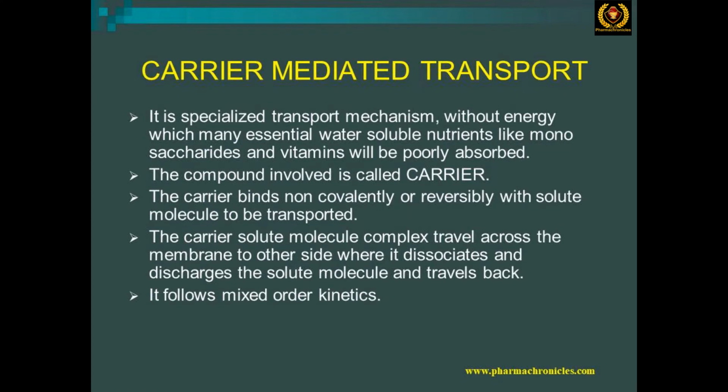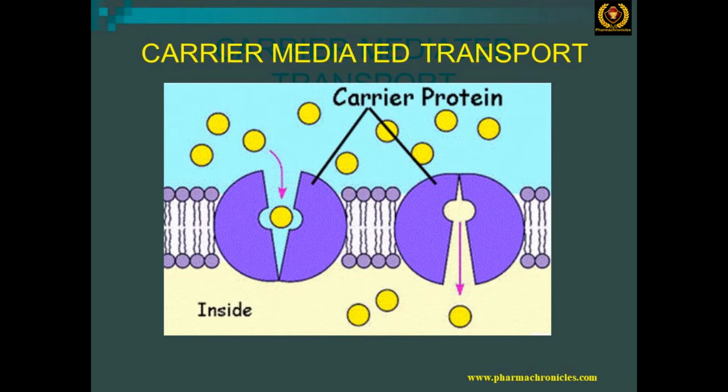The molecular weight of most drugs lies between 100 to 400 Daltons, which can be effectively absorbed passively. Carrier-mediated transport is a specialized transport mechanism in which many essential water-soluble nutrients like monosaccharides and vitamins, otherwise poorly absorbed, are transported. The compound involved is called a carrier. The carrier binds non-covalently or reversibly with the solute molecule to be transported. The carrier-solute complex travels across the membrane to the other side, where it dissociates and discharges the solute molecule and travels back. It follows mixed order kinetics.